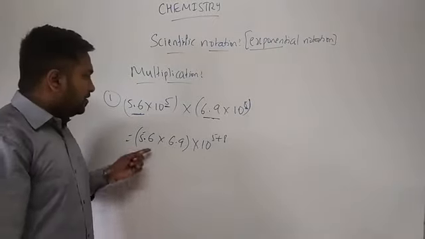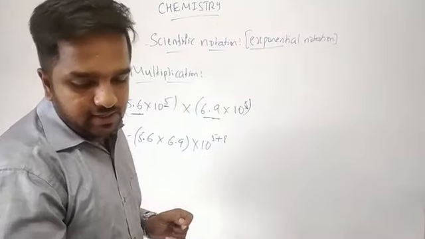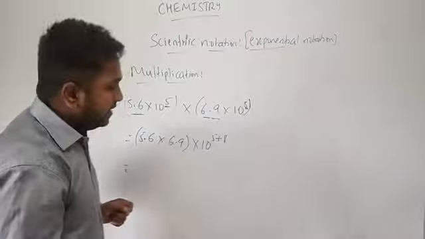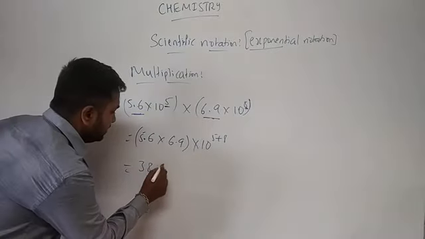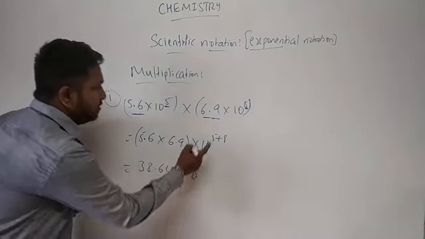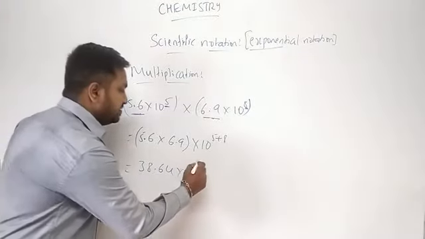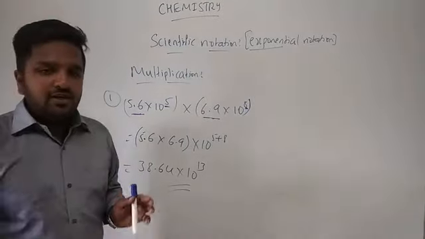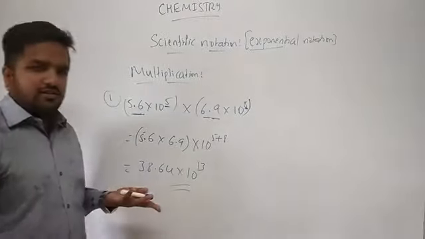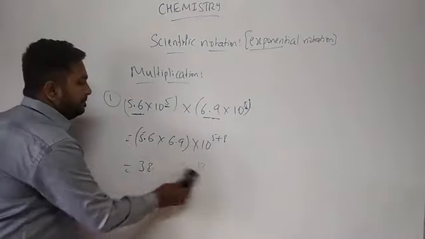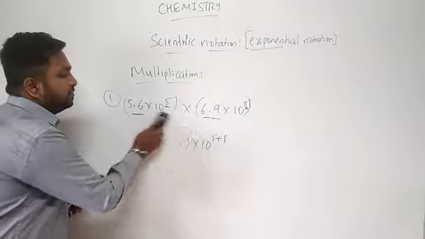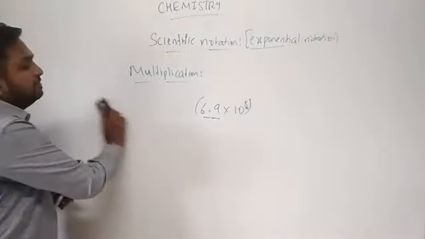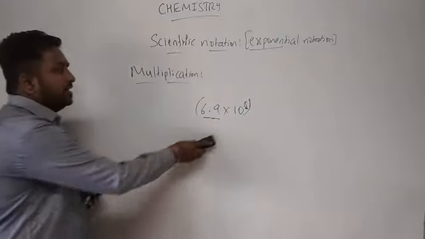So what is the value? 5.6 into 6.9 is 38.64. So 38.64 into 10 to the power of 8 plus 5. Be very careful that in case of multiplication you need not take the risk. There is no need to maintain the same exponents. You can directly multiply the digit terms and add the exponents.